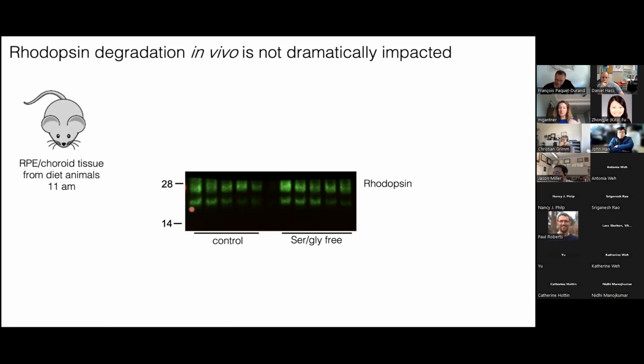But there wasn't a striking difference. Given that variability of the time, we couldn't appreciate a striking difference between the serine and glycine and controls. So while we don't feel confident saying that there's no problem with degradation, at least in our hands, it doesn't appear to be a striking loss of the ability of the RPE to degrade the rhodopsin that is coming in.